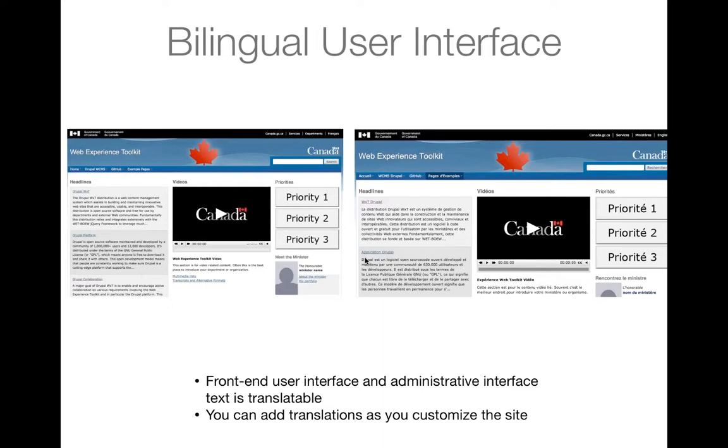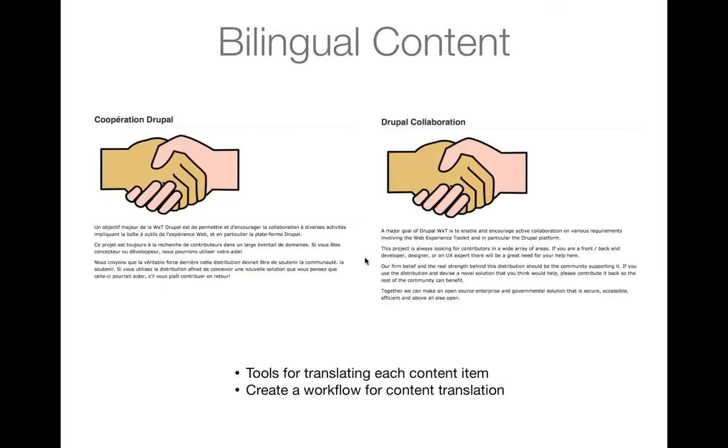So usually bilingual requirements include being able to translate the user interface of the site, so things like form elements. Also being able to translate the content. Obviously, each page needs to be in both languages. And you would also need to be able to translate configuration elements. So if you have a menu item or if you have a taxonomy term, those are also things that you need to be able to translate. And translation support for all of these things is built into the system.